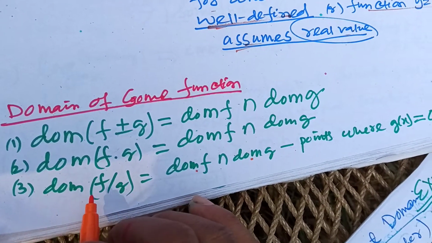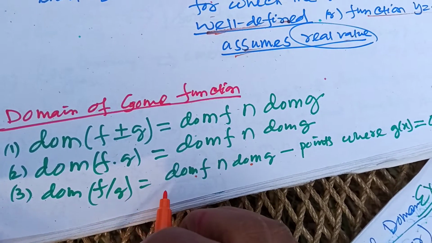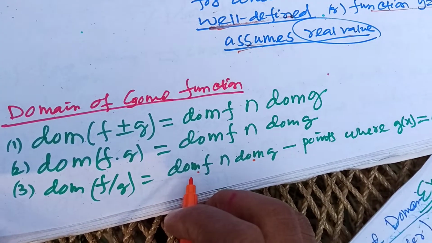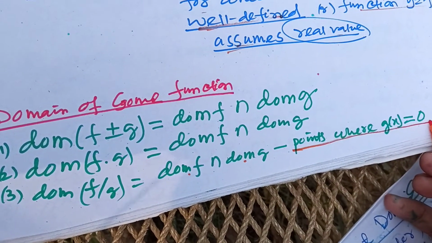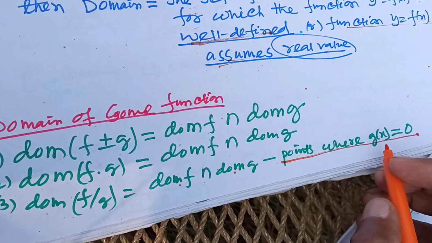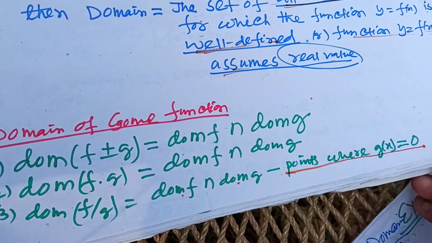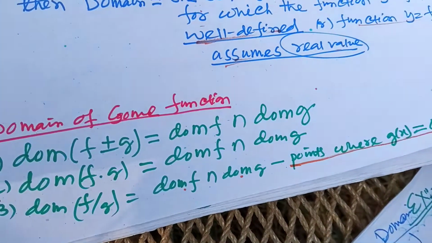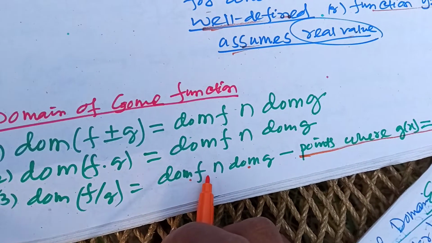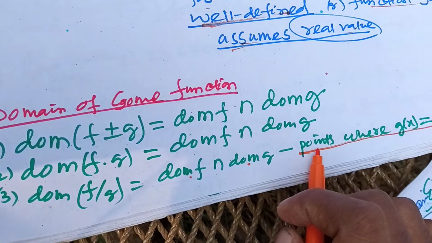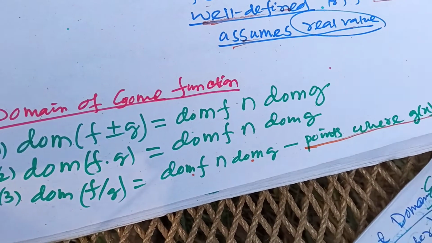Similarly, the domain of the division of two functions is given by the intersection of their individual domains, minus the points where g of x is equal to 0. We have to remove these. So the domain of f by g is equal to the domain of f intersection the domain of g, minus the points where g of x is equal to 0.